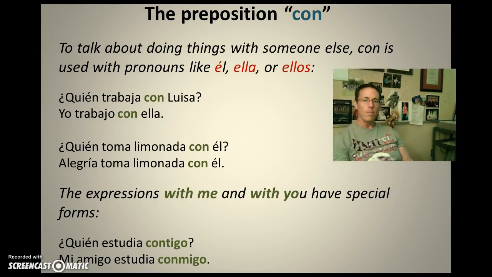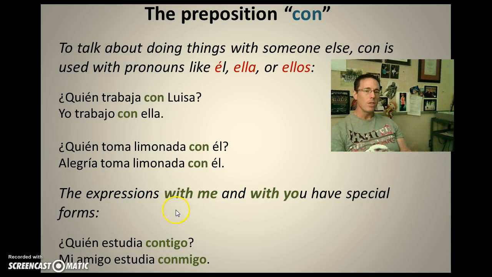The expressions with me and with you have a kind of a special form. So if I want to say with me, I say conmigo. If I want to say with you, it's going to be contigo. As in the phrases, ¿Quién estudia contigo? Who studies with you? Mi amigo estudia conmigo. My friend studies with me. So contigo and conmigo are some special words.